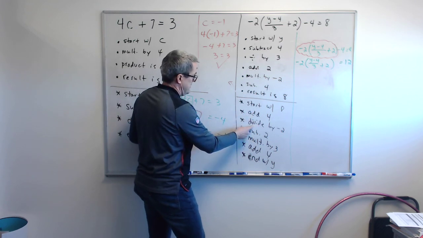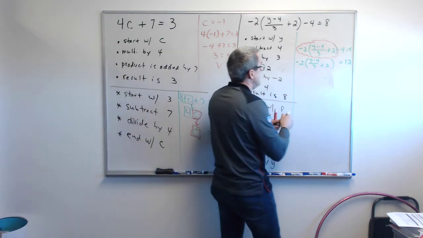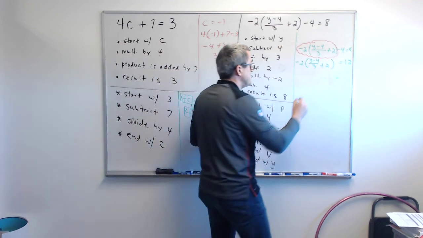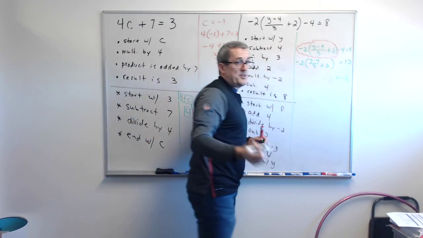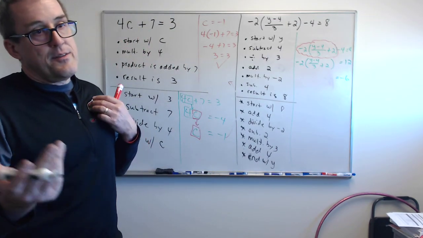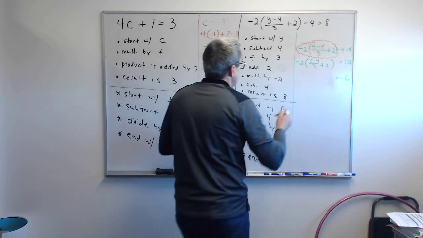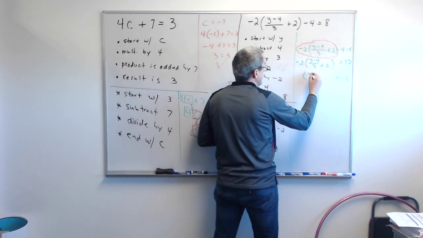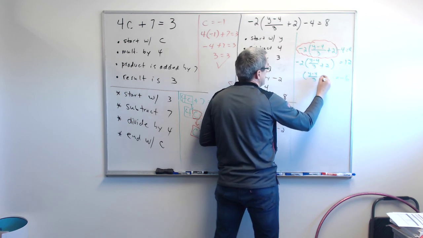Next, divide by negative 2. So if we divide by negative 2, 12 divided by negative 2, negative 6. Please check that on a calculator if need be, but positive divided by a negative is a negative. 12 divided by 2 is 6. So 12 divided by negative 2 is negative 6. Now when we divide by negative 2, what will be left here is this.